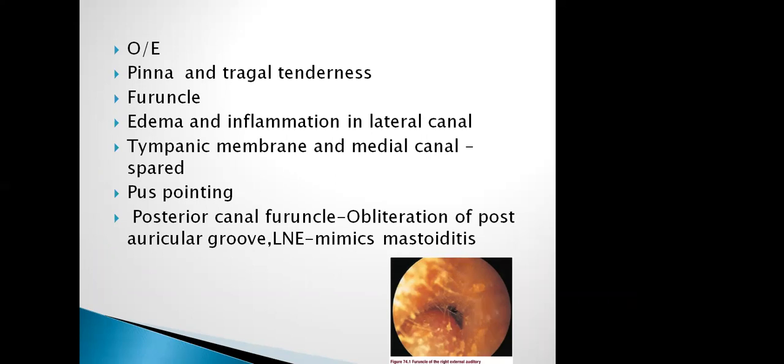And in the external auditory canal, we can see a well-circumscribed furuncle. If it has progressed, there may be pus pointing and associated edema and inflammation of the lateral canal. If the furuncle is small, we can visualize the tympanic membrane and medial canal, which will usually be spared. If the furuncle is situated in the posterior part of the external auditory canal, it can cause edema and obliteration of the postauricular groove, and there will be postauricular lymph node enlargement. These may mimic mastoiditis.